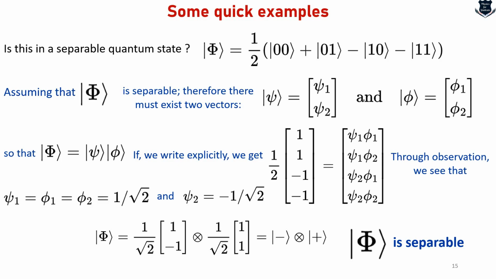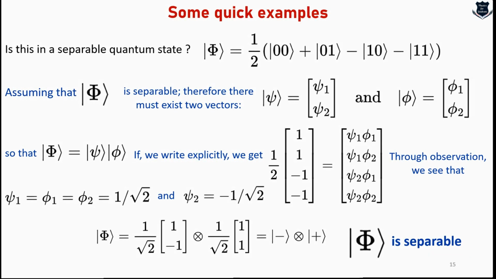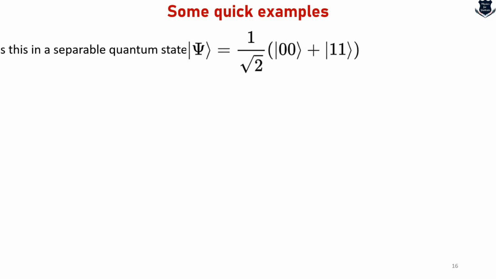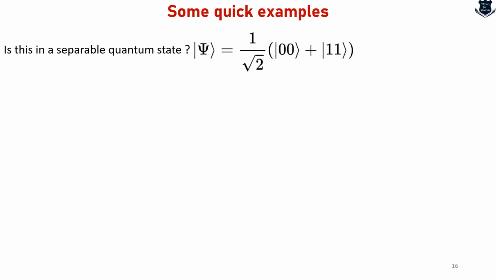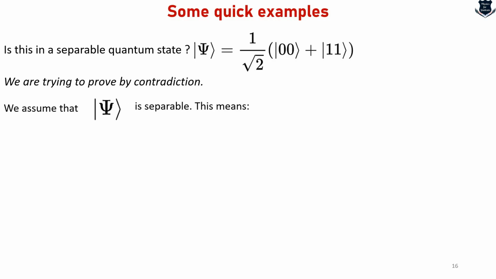So that means it is separable, that is, it is not in an entangled state. Okay, let us see another example. Is this in a separable quantum state? Okay, so again we are going to take the same type of approach, proof by contradiction, assuming that this is separable.